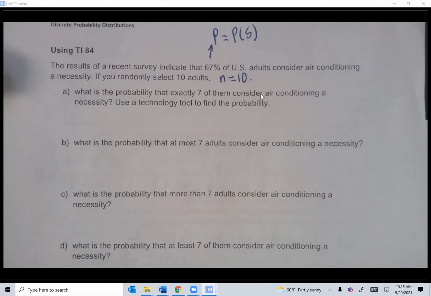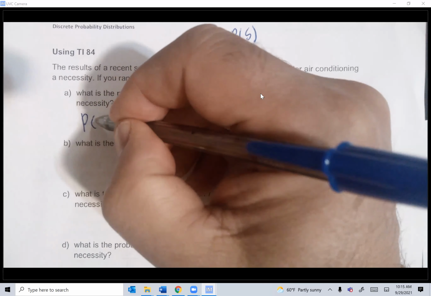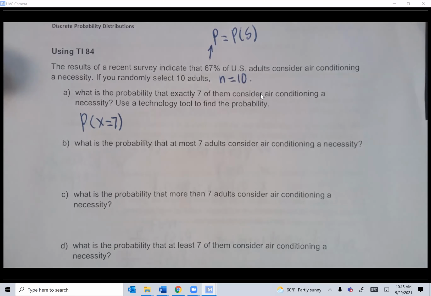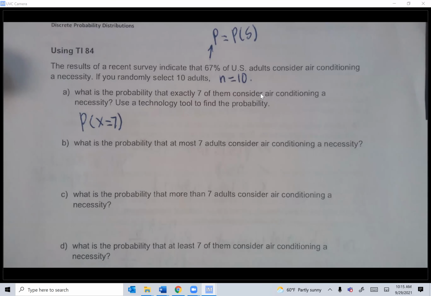All right. What is the probability that exactly 7 of them consider air conditioning a necessity? Use a technology tool to find this probability. So exactly, guys, we agreed when we reviewed algebra that it means equal. So here's how you write it down. Probability of x equals 7. You write it down like this. That's the first question that you're going to hit when you start doing section 4.2, guys, exactly. Okay.